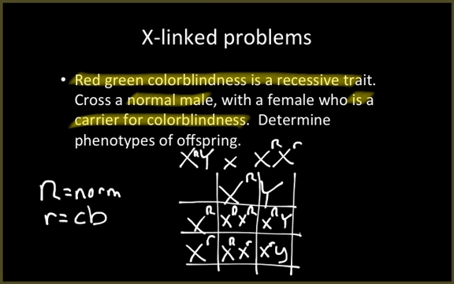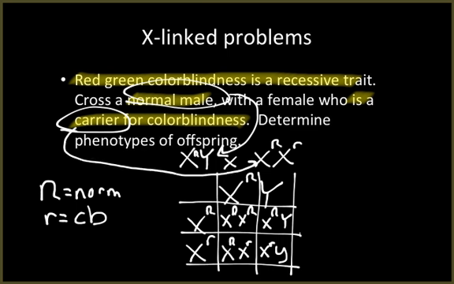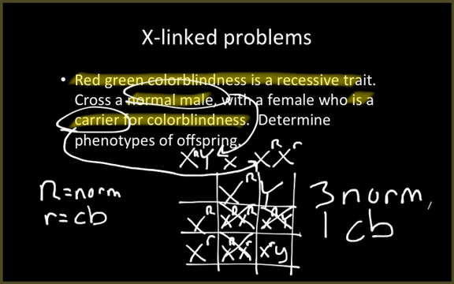All right, remember, the key thing here is making sure you get your parents right. We have a normal male, okay? Male who is not colorblind, so they have a big R. Female is a carrier, okay? Carrier tells us that they have one dominant and one recessive allele. So let's go through and look at our phenotypes. If you have the dominant trait, you're not going to be colorblind, okay? So this individual is normal. This individual is normal, and this individual is normal. So we're going to have 3 normal, and we're going to have 1 that is colorblind.